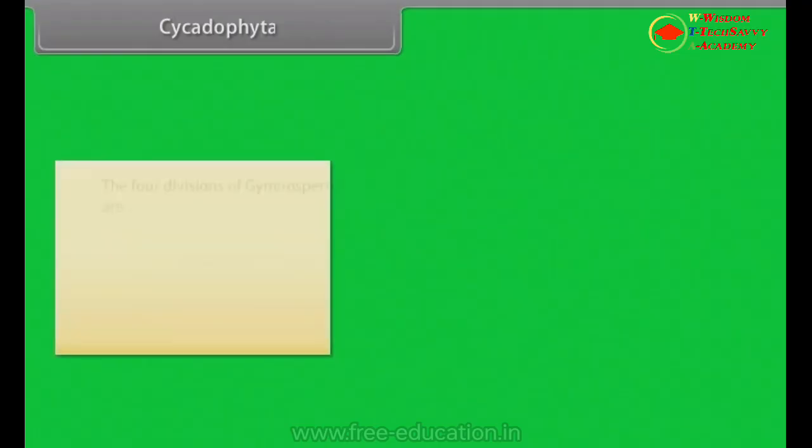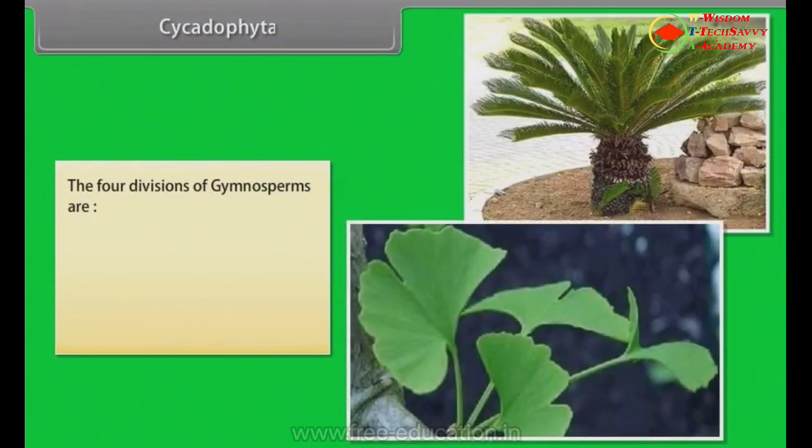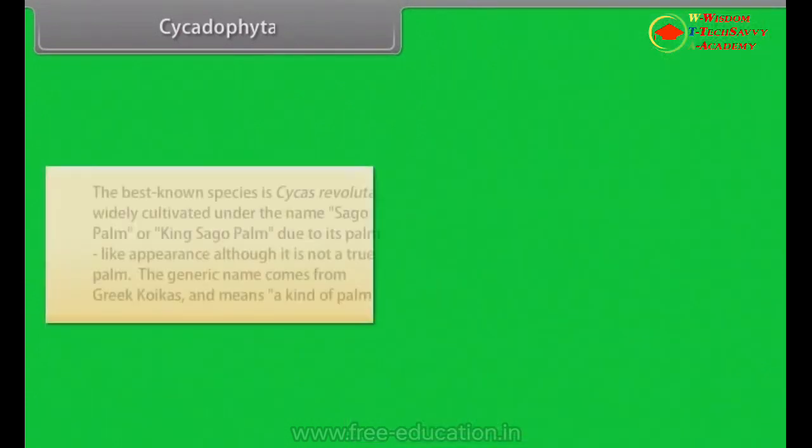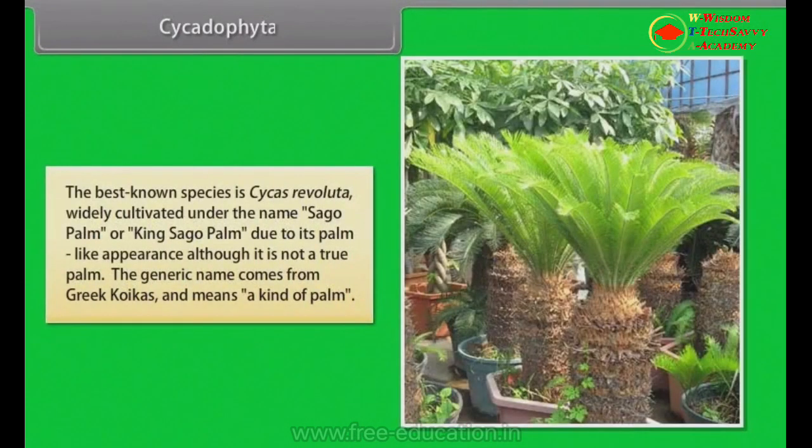Cycadophyta. The 4 divisions of gymnosperms are Cycadophyta, Cycas, Ginkgophyta, Ginkgo, Gnetophyta, Ephedra, Coniferophyta, Pinus. The best-known species is Cycas revoluta, widely cultivated under the name sago palm or king sago palm due to its palm-like appearance, although it is not a true palm. The generic name comes from the Greek koikos and means a kind of palm.